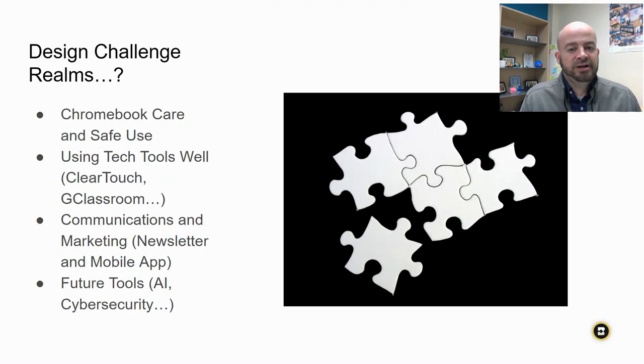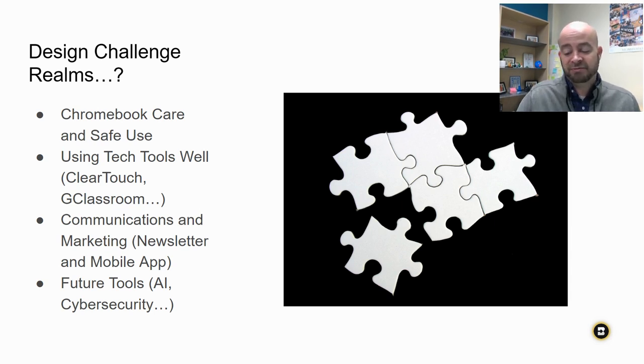So trying to do my empathy work, I read all of the input you guys put on Google Classroom about what kind of things you might want to be working on as a part of the CyberBeak Squad. Chromebook care and safety was a very big one. Using tech tools like ClearTouch, Google Classroom, the ones we already have, was a big thrust. Finding ways for communication and marketing, like newsletters, mobile apps potentially, was another idea. And then the fourth one I think would be summarized by future tools, talking about cybersecurity stuff, artificial intelligence, other sorts of categories. So from your thoughts, these may be 4 good realms for us to really spend some time in as we help people around Westwood.